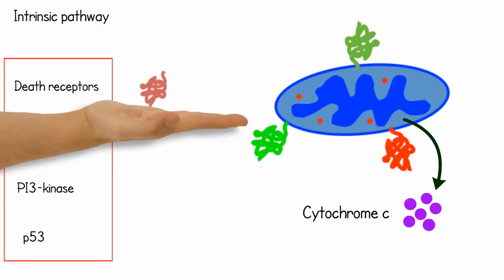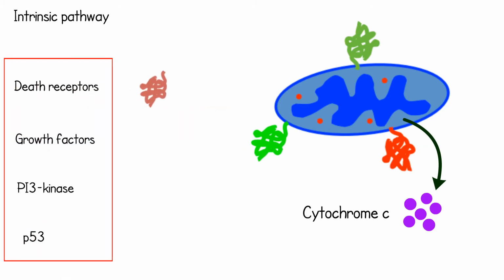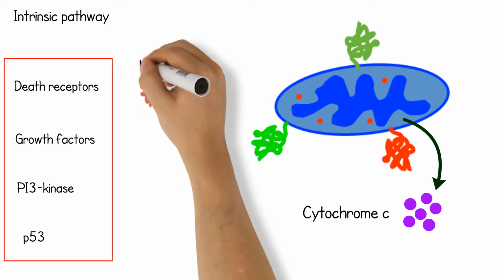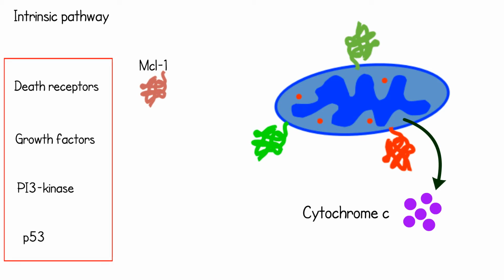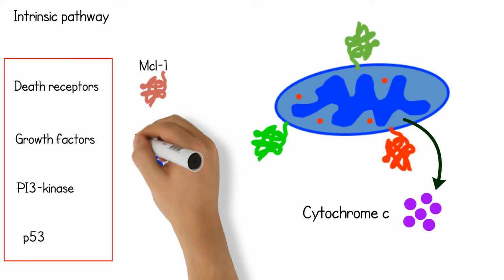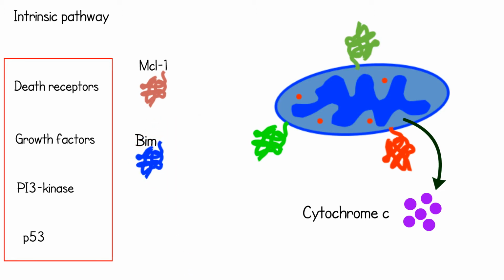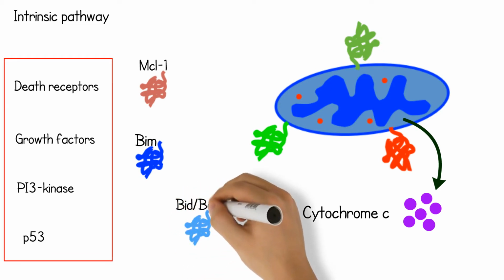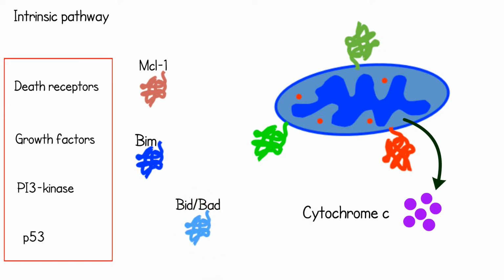The first type of BCL2 family proteins is anti-apoptotic BCL2 proteins, such as MCL1. They act on the outer membrane of mitochondria to decrease permeability. Another type is pro-apoptotic BCL2 proteins, such as BIM. These make holes in the outer membrane of mitochondria. The last type is BH3-only proteins, such as BID and BAD. These activate or inhibit the other two groups.